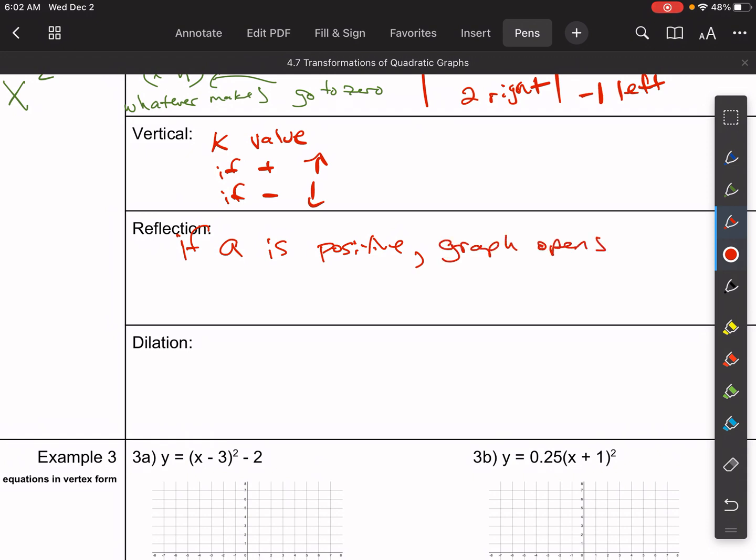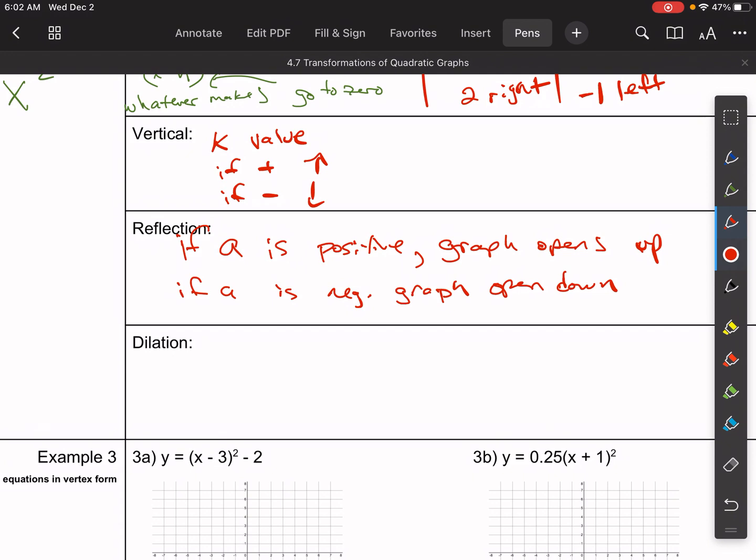That's kind of common sense. If a is negative, then the graph reflects across the x-axis. So the graph would open down.